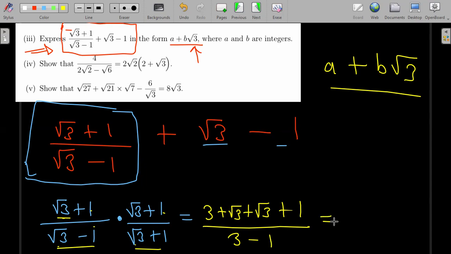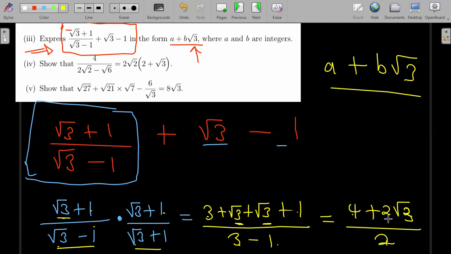So what I have there is just 4. If I add 3 plus 1, I'll get 4. And then root of 3 plus root of 3, I'm going to get what? 2 root of 3. And then I'm dividing this by 3 minus 1, which is what? 2. So this 2, I can divide it into this 4.